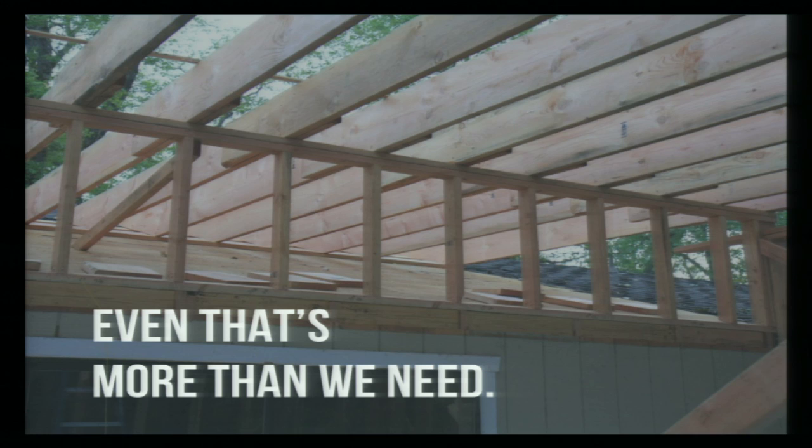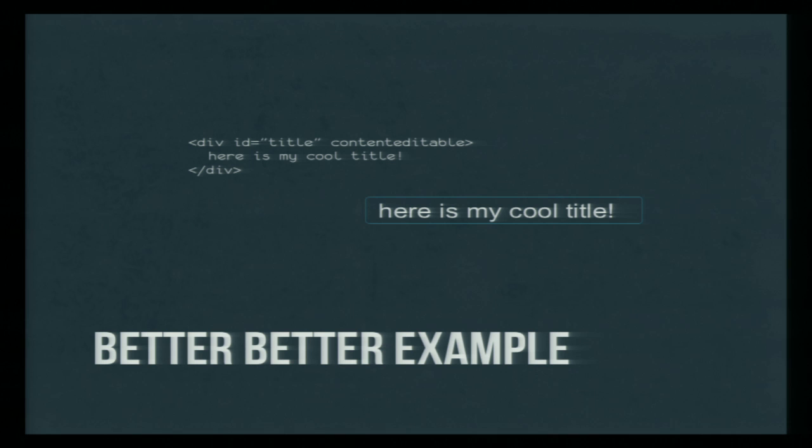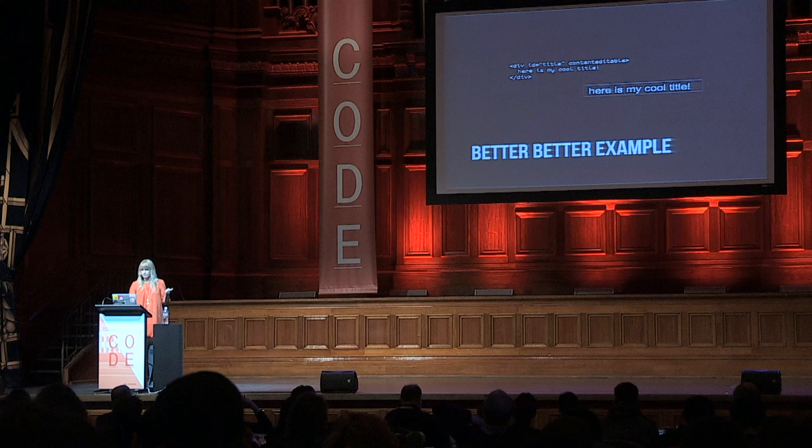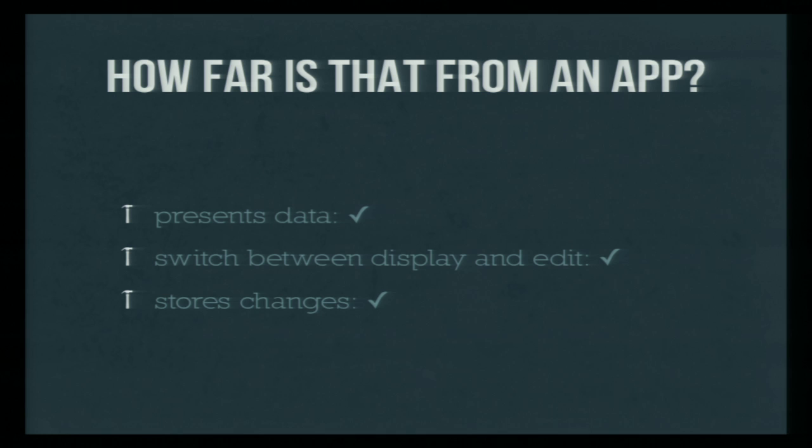But it's still a lot more than we need, because we can do the same thing just by throwing a content editable attribute on some div or some other wrapper, and all of a sudden we can do the same thing. Mouse into it, type in it, and then leave it, and there it is. And that I think becomes even closer to being an application or a very small snippet of an application, because it's presenting the data, it's managing the switch between display and edit mode, and it's storing the changes that the user makes. So these are all application concerns that are handled by the HTML.